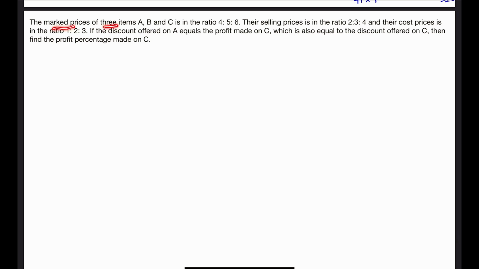the marked price of the 3 items A, B, C are in the ratio 4:5:6. So the ratio of marked price is given. Now the question is saying the selling prices are 2:3:4 and their cost price is 1:2:3. If the discount offered on A is equal to the profit made on C, which is also equal to the discount offered on C, then find the profit percentage made on C.